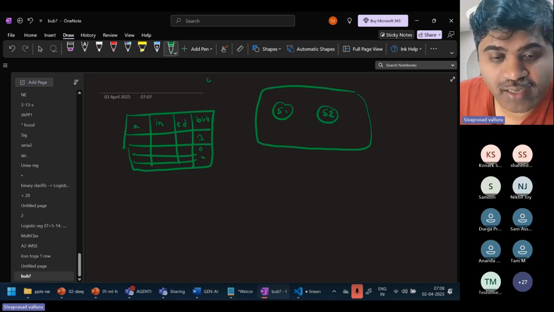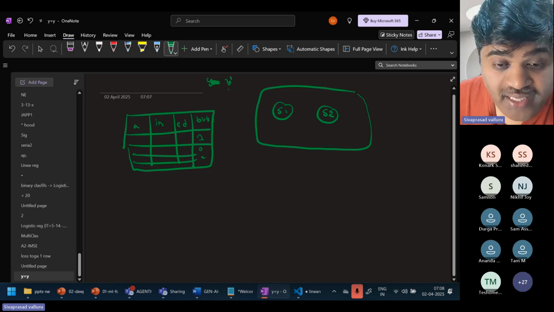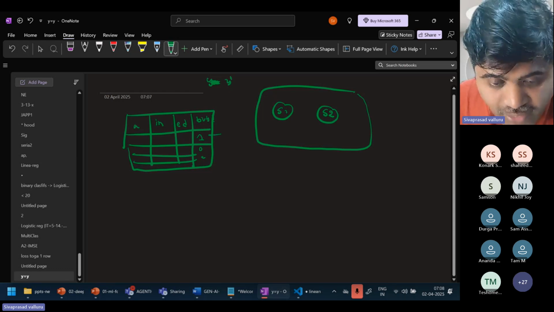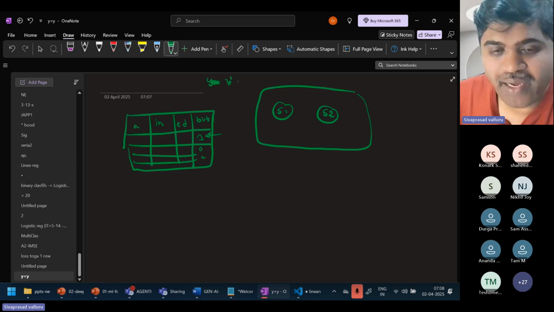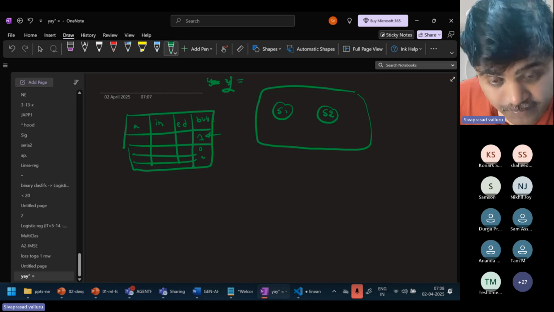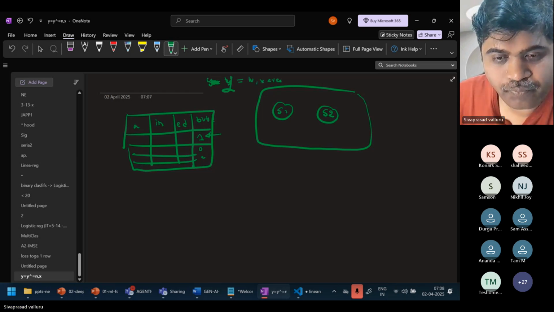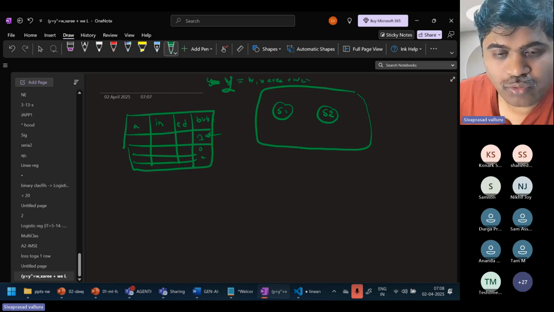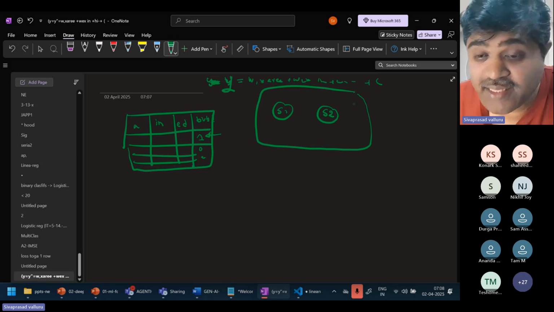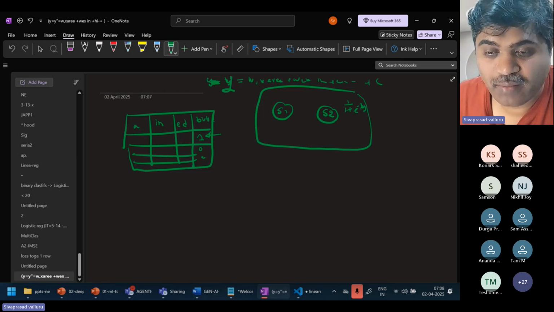In step 1, we calculate y, that means whether a person will buy or not. I'll call it y dash actually. The predicted value we call y dash, and the actual value in the data is y. Step 1: z is equal to W1 into age plus W2 into income plus W3 into education plus C. Second is 1 by 1 plus e power minus z.